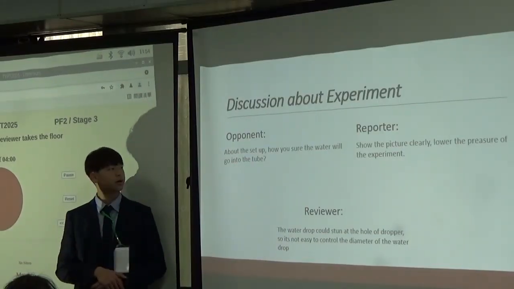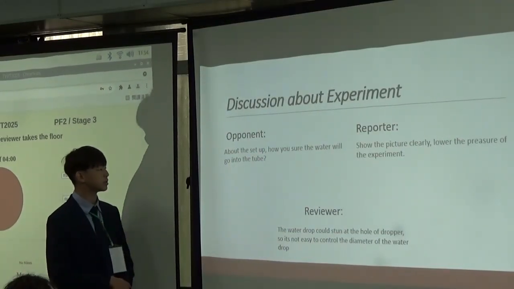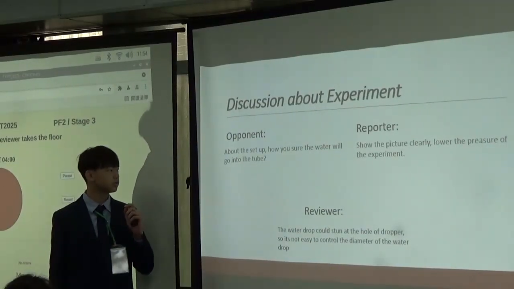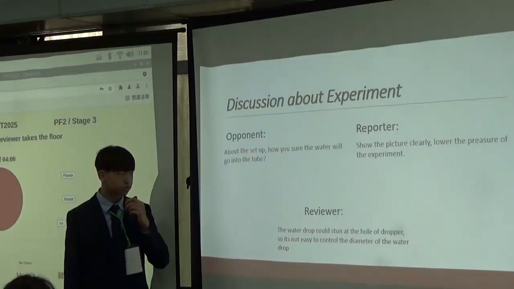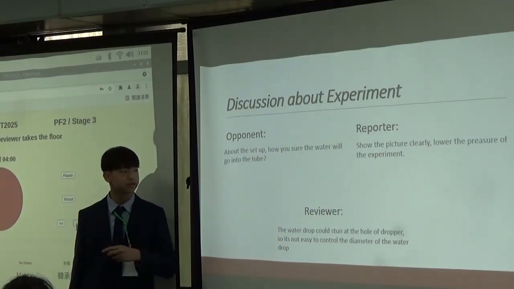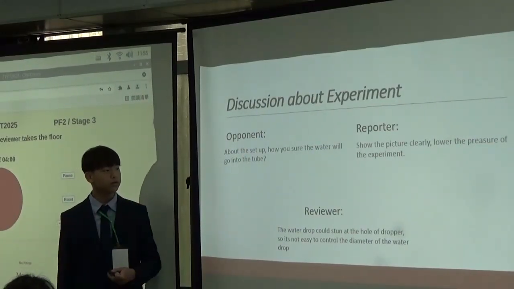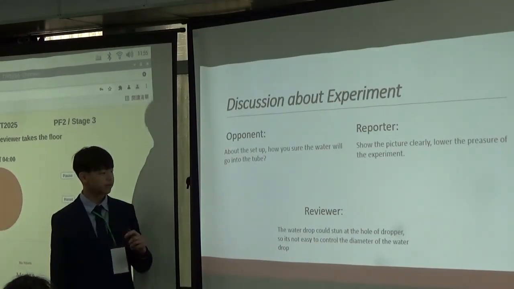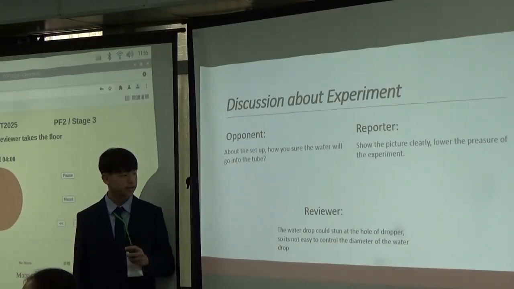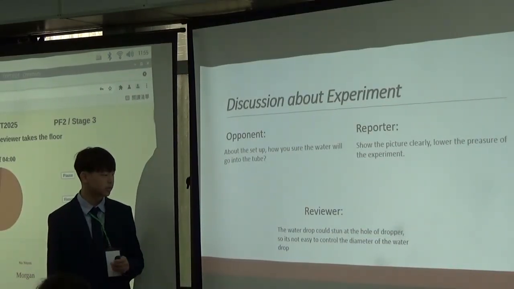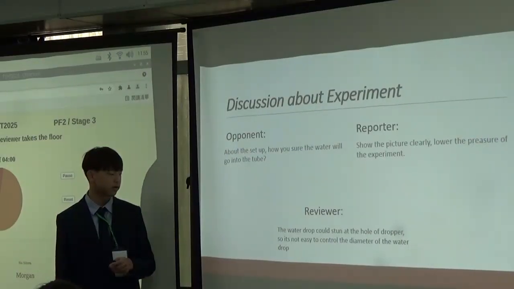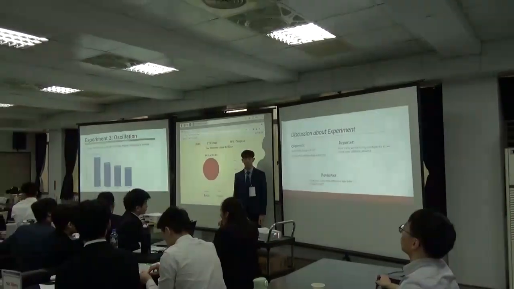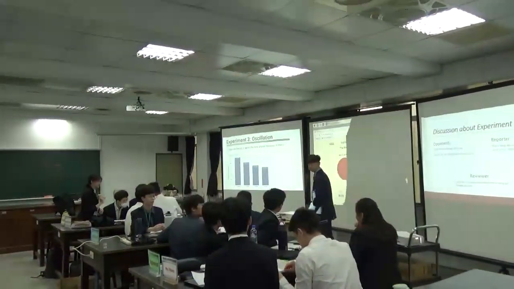Okay, discussion about the experiment. The opponent asked about the setup, how you are sure the water will go into the tube, and the reporter showed the picture clearly by lowering the pressure of the experiment or something. And I think the water drop starts at the hole of the dropper, and it's not easy to control the diameter of the water drop. Oh, sorry. So then the reporter has 2 minutes to prove the reason why.